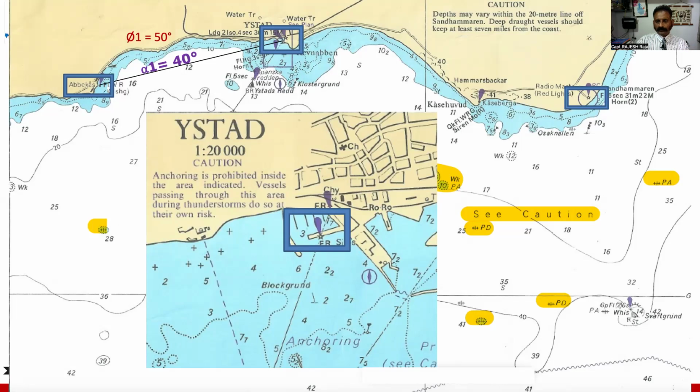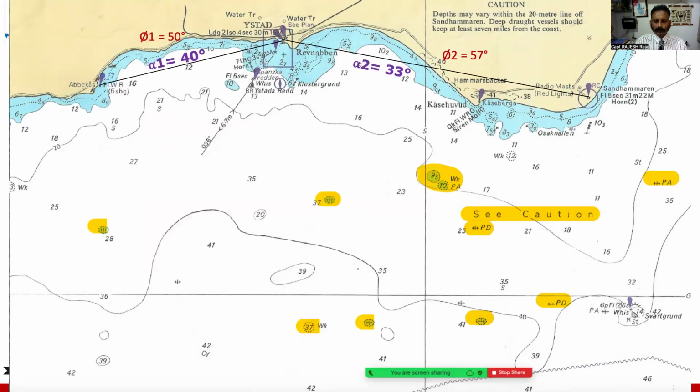Now let me join the second set of lights. So I'm joining the second set of lights. And theta 2 is 57 degrees. And alpha 2 is 90 minus 57, 33. So this is what I have found out. I'm going to start the question from here. As I said, please watch the concepts, video number 16.